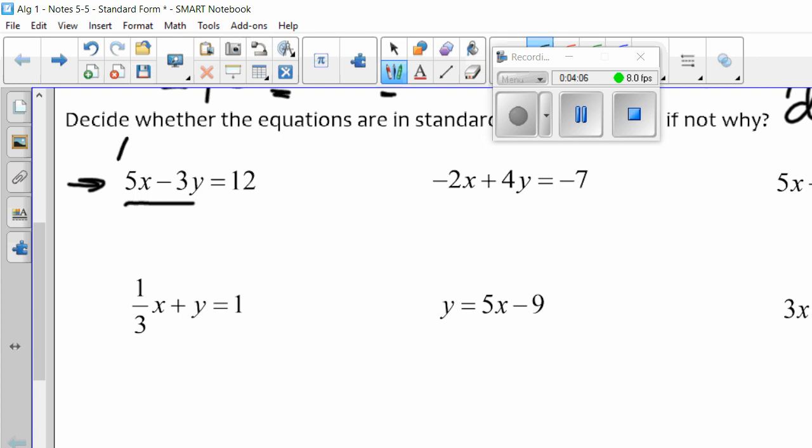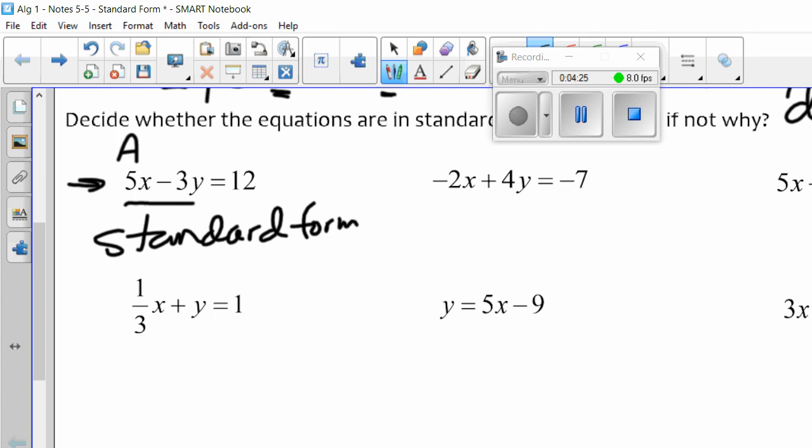Is A positive? Well, yes, it is. Are there any fractions? No, there's no fractions in this problem. So this is already in standard form, okay? So you just have to be able to do that, okay?